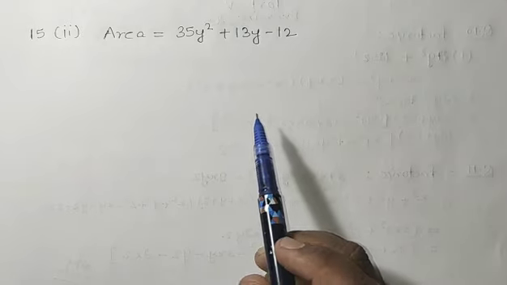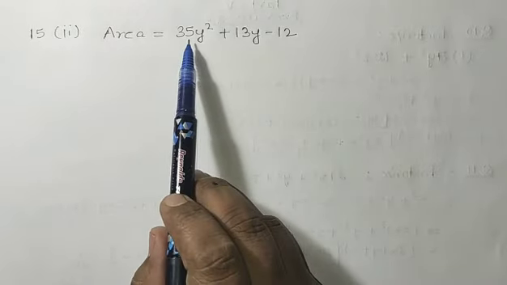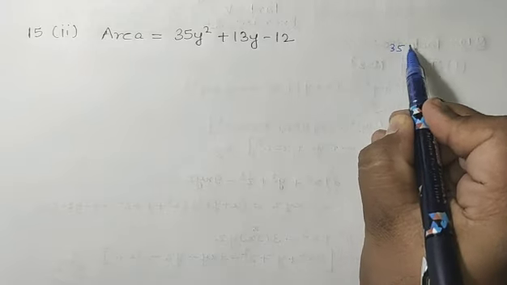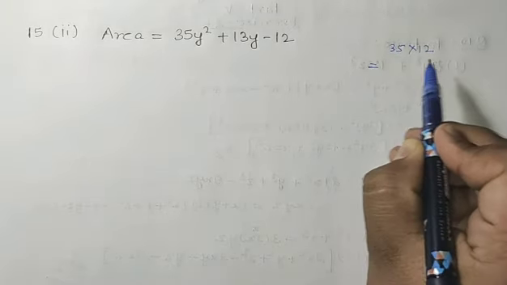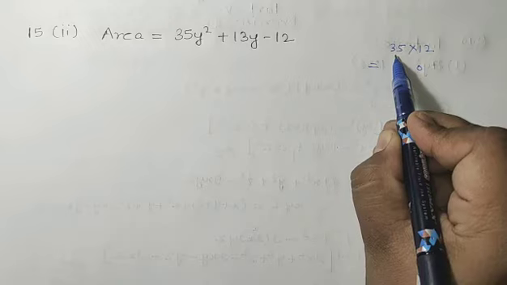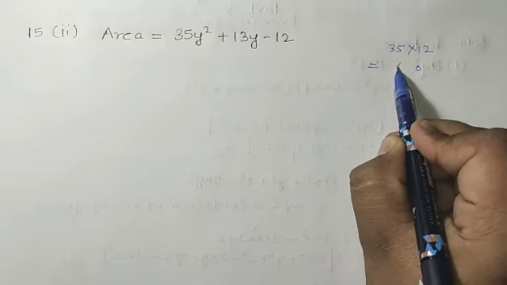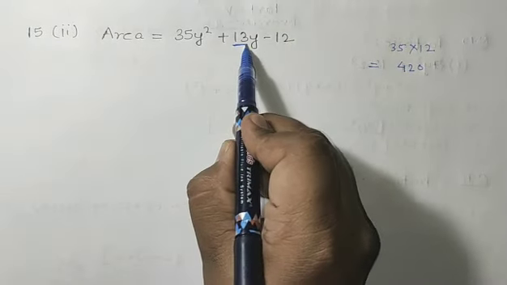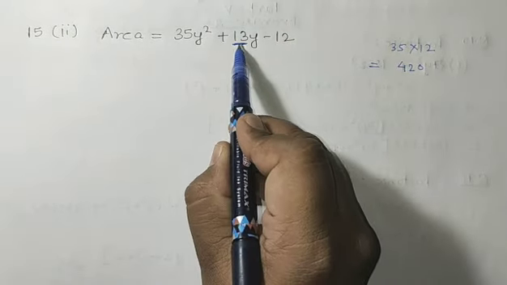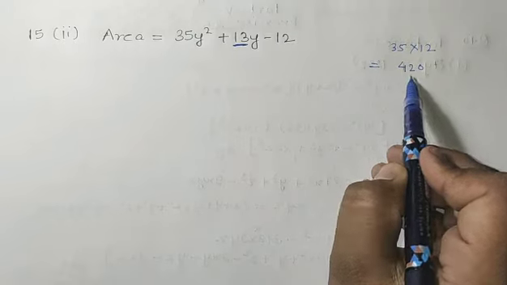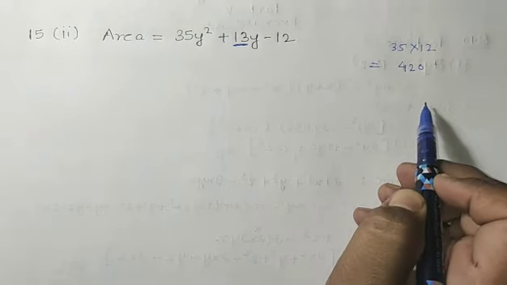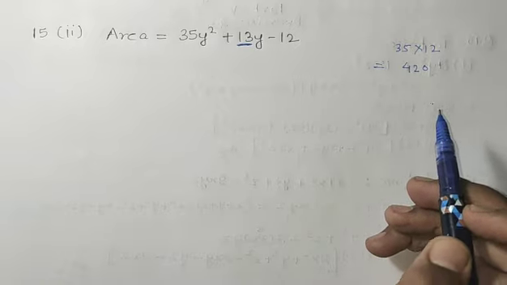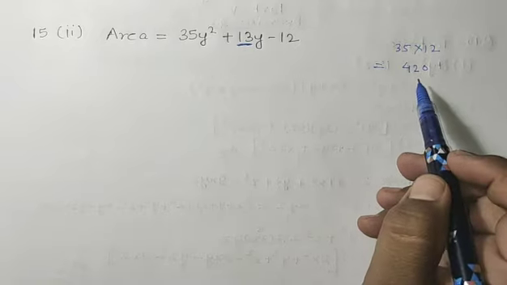How will we factorize it? Again we'll multiply the first and last term, that is 35 into 12. Just multiply it. 12 5s is 60 and 12 3s are 36. 36 plus 6 means 42, so 420. So we will split this 13 into two numbers whose product will be 420. So students, think about two numbers whose sum or difference is 13 and product is 420.